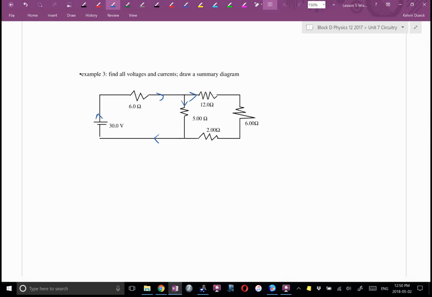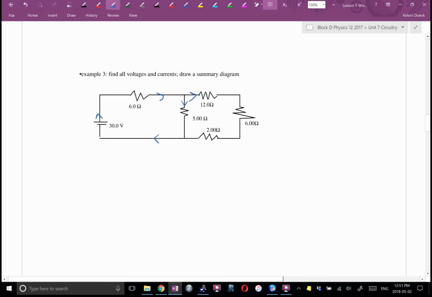Is 1 over R parallel going to be 1 over 5 plus 1 over 12 plus 1 over 6 plus 1 over 2? Is that correct? No, because these three are not in parallel with each other. What can you tell me about these three?